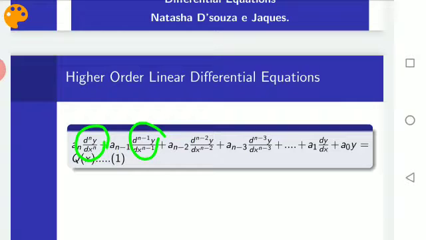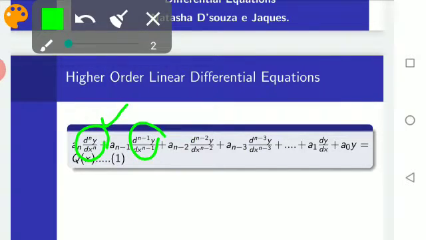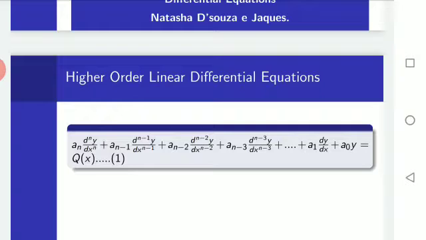Like in this case, this is a higher order derivative with the order of the derivative equal to n. And if you notice, you also have constant coefficients attached to these derivative terms. For instance, you have a_n, a_{n-1}, a_{n-2}, a_{n-3}, a_0. All these are constant coefficients attached to the derivative terms.